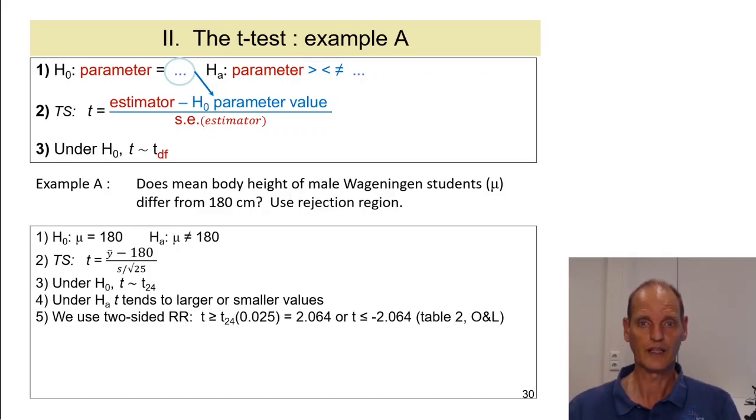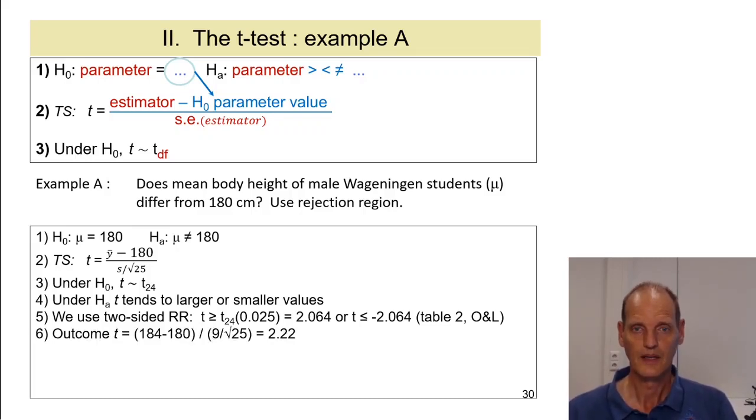So we use a two-sided rejection region because here we see larger or smaller. And we reject the null hypothesis if t is much larger than what you would expect under the null hypothesis. So if it's larger than 2.064, or if t is smaller or equal than minus 2.064. And this critical value comes from table 2, but we could also find it in PQRS.